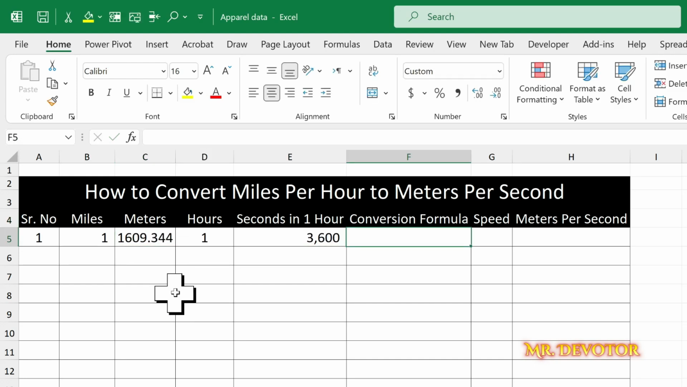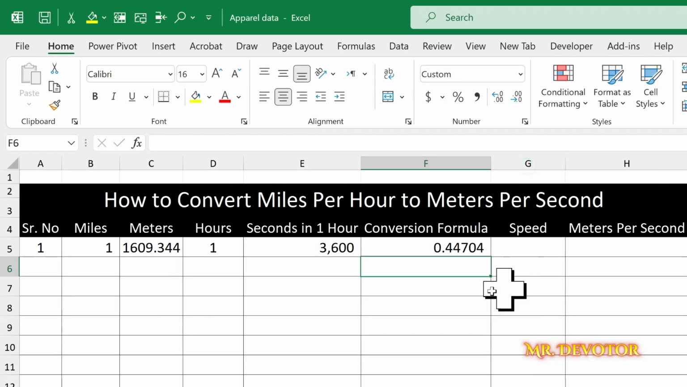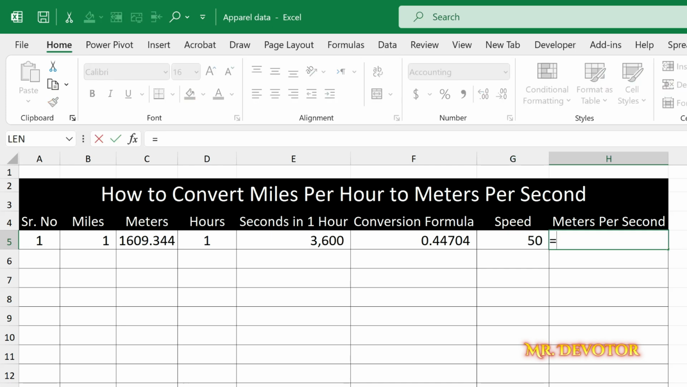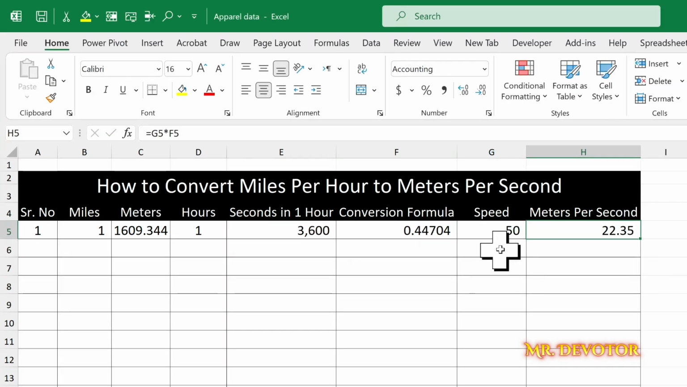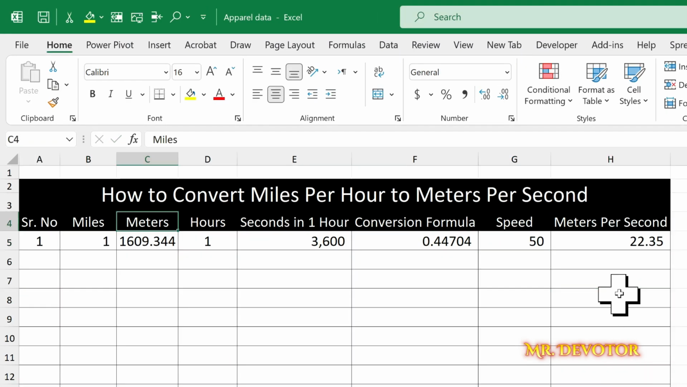In this quick tutorial, you will learn how to convert miles per hour to meters per second in the easiest way possible. So let's get started.